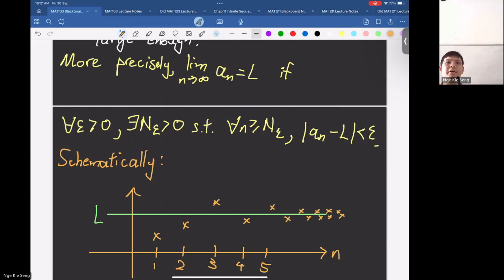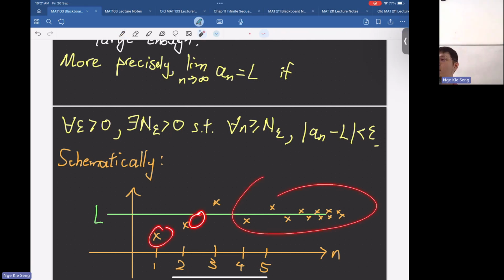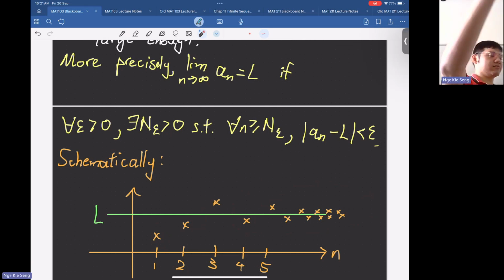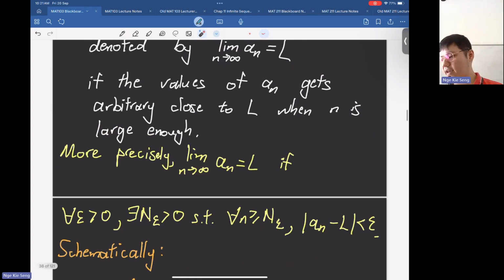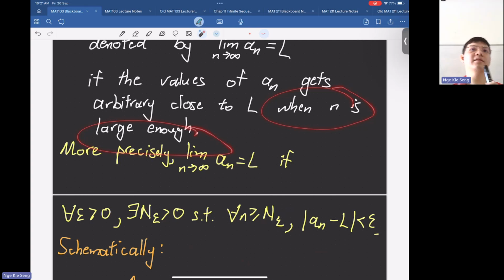Maybe the previous few finite terms are quite far, it's fine, as long as the tail converges. We call it the tail, the terms far behind. The first few terms are fine, because what we care about is when n is large enough, very large enough.